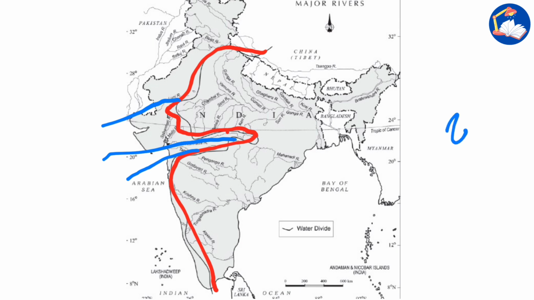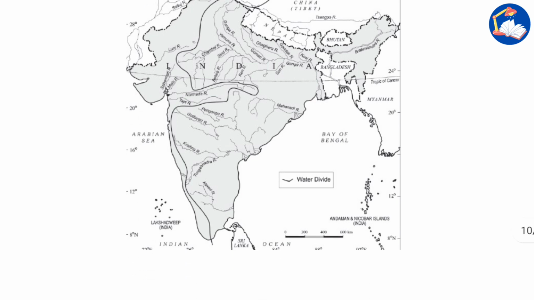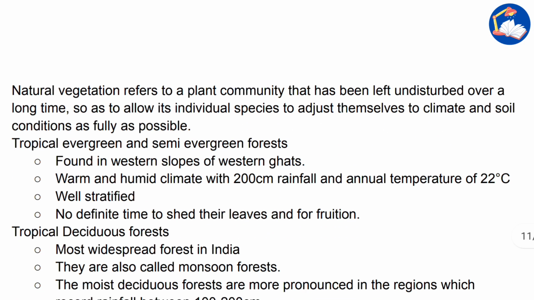It also drains into Arabian Sea. Okay, so 23% of drainage is in the Arabian Sea, and 77% is in the Bay of Bengal region.